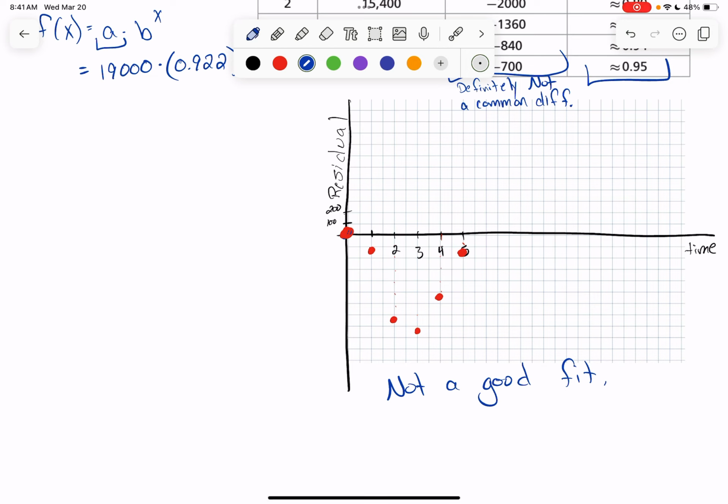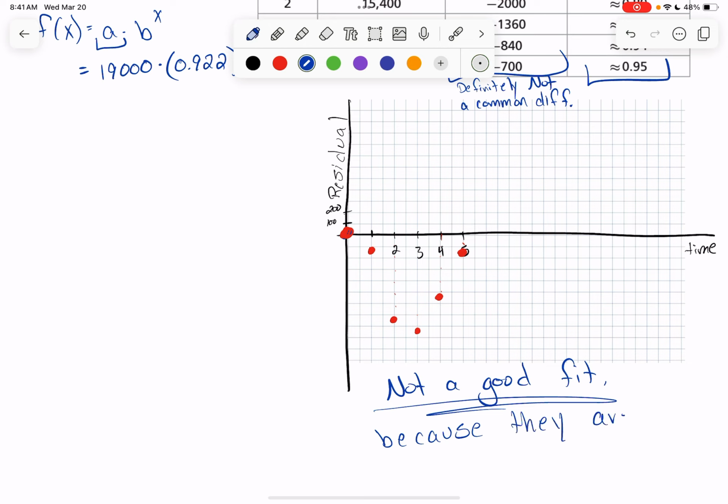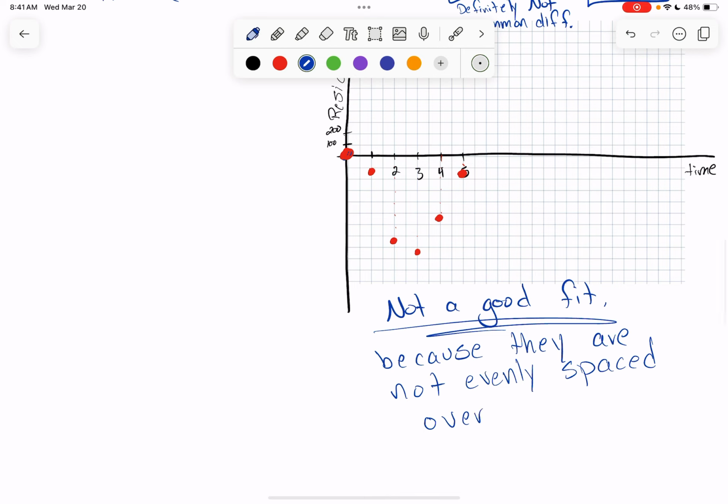For it to be a good fit, it's not a good fit because they are not evenly spaced over the x-axis.